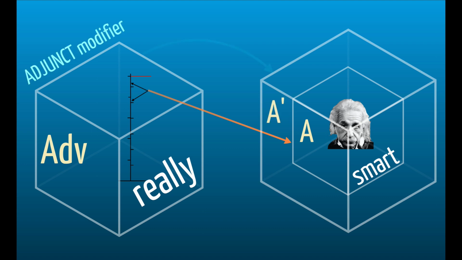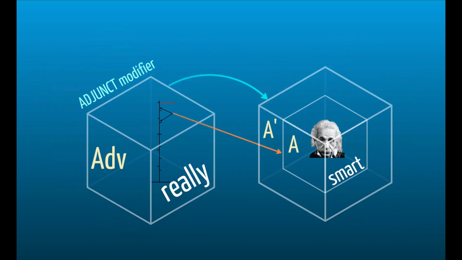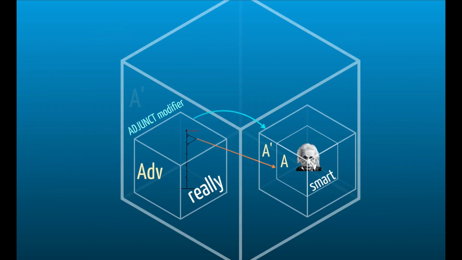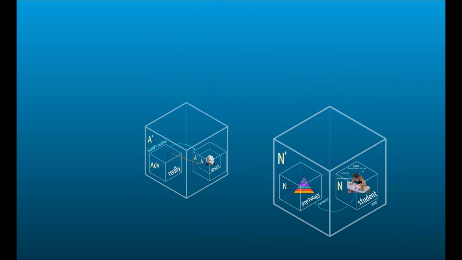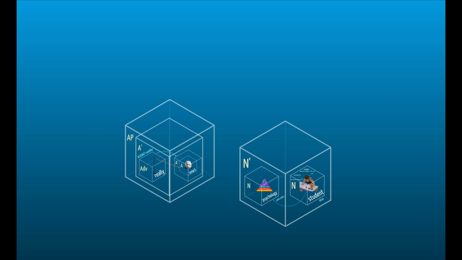By virtue of modifying the adjective smart, really is an adjunct in a larger containing phrase that has smart as its head. The structural signature of adjuncts is that they always combine with a bar-type phrase to create another enclosing bar-type phrase of the same category. Therefore, the adjective smart is enclosed in an A-bar shell so that it can combine with really inside another encompassing A-bar shell. This then is enclosed in an adjective phrase, or AP.